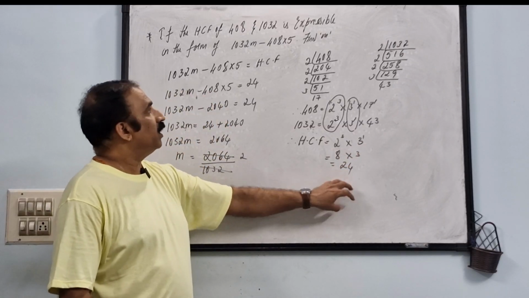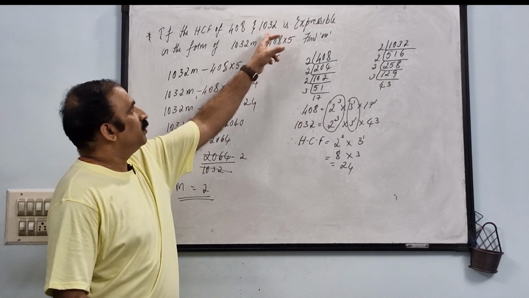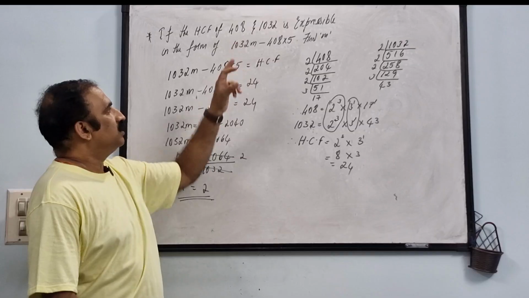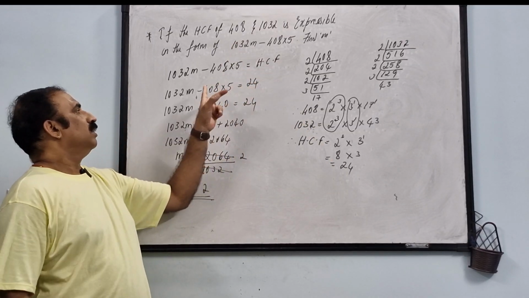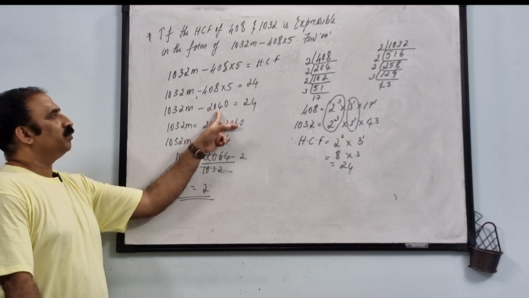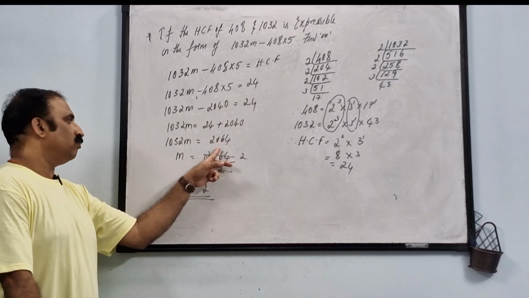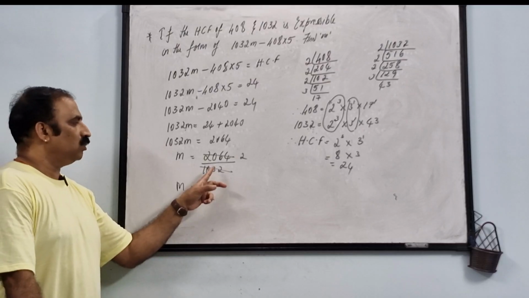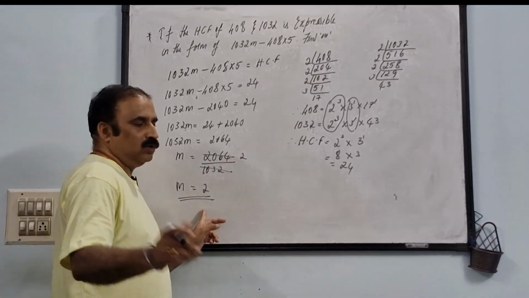Now we take this number and equate it to the equation which is given, because it says the whole expression is the HCF. So HCF, you got it as equal to 24. Then 408 into 5 is going to be 2040. 2040 plus 24 is 2064. Divided by 1032, 1032 twice is 2064. So m value is equal to 2.